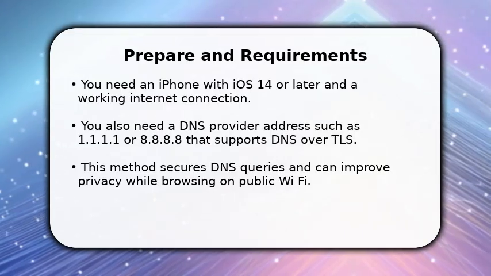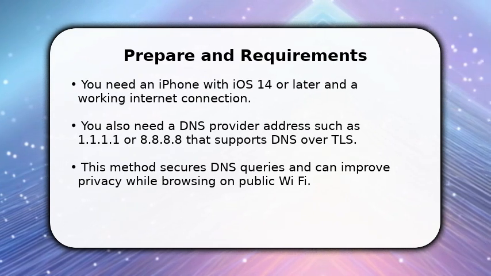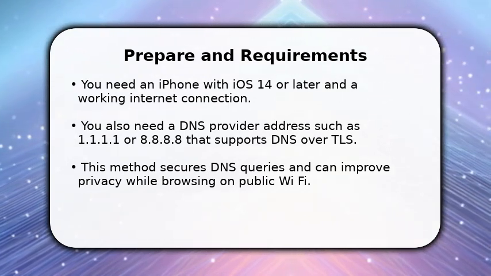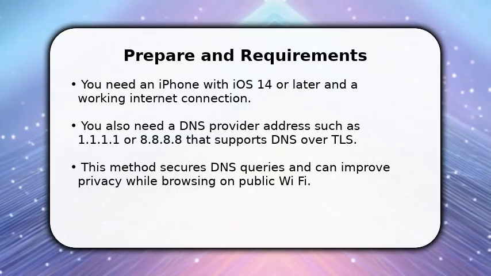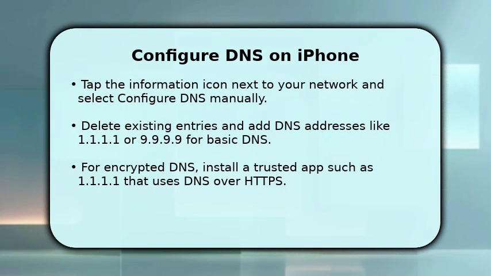Follow each instruction and test the connection at the end of this slide series. This method secures DNS queries and can improve privacy while browsing on public Wi-Fi. Open Settings and tap Wi-Fi to change DNS for a specific network. Tap the information icon next to your network and select Configure DNS manually.